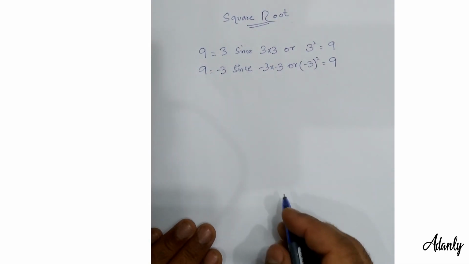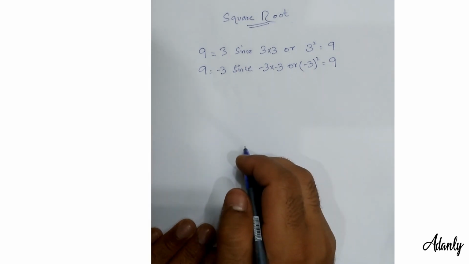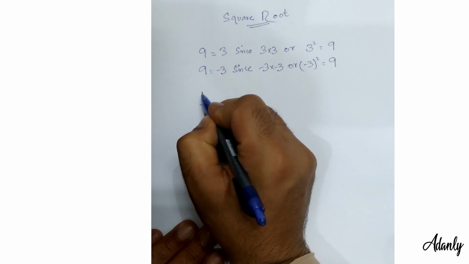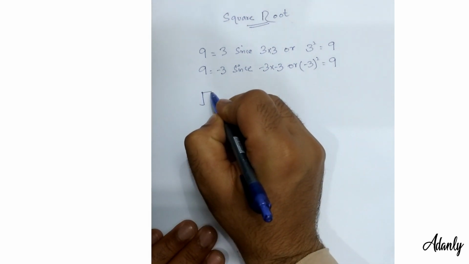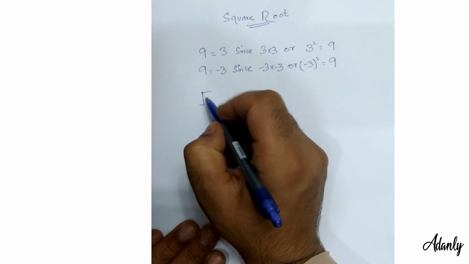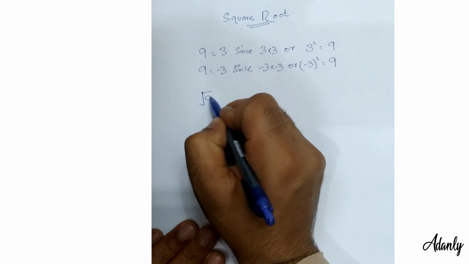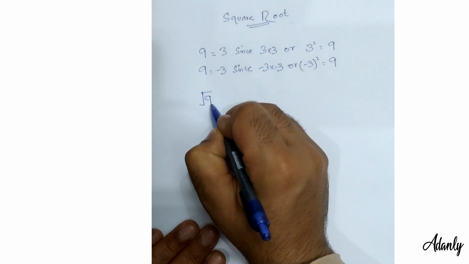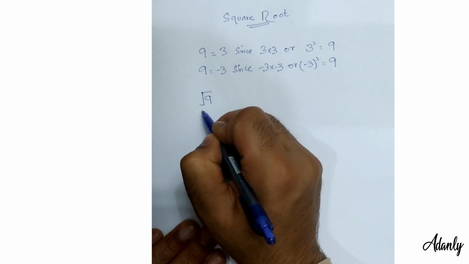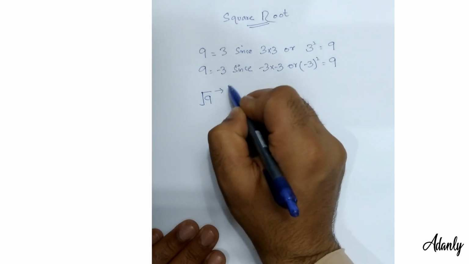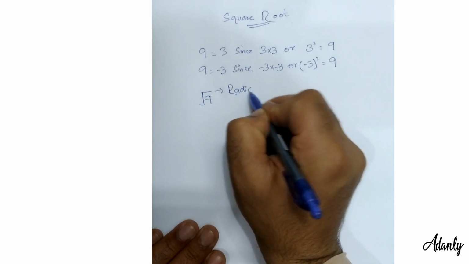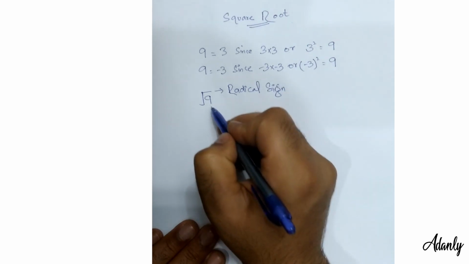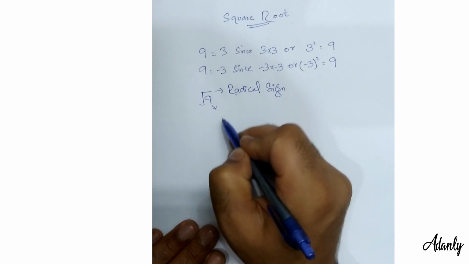When we want to find the square root of a number, we will write it like this. We will write this symbol, and this symbol is called a radical sign. The number that we want to find the square root of will be written here. In this example, we have 9. This symbol is called the radical sign, and this number is called the radicand.